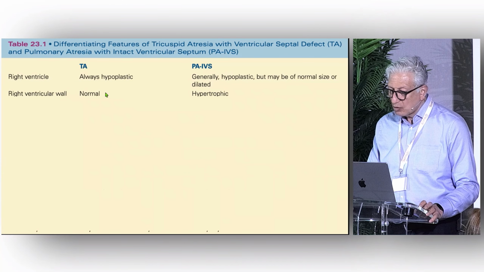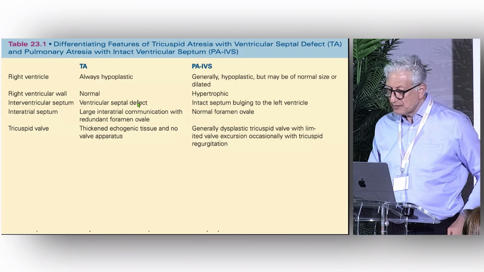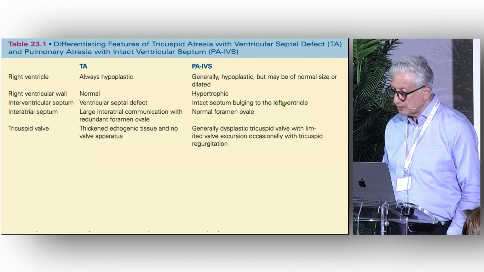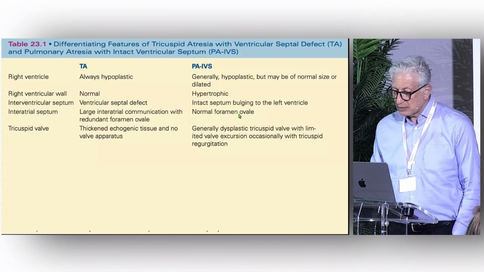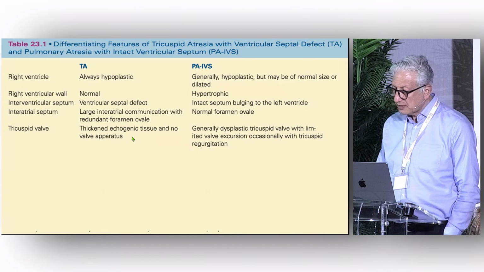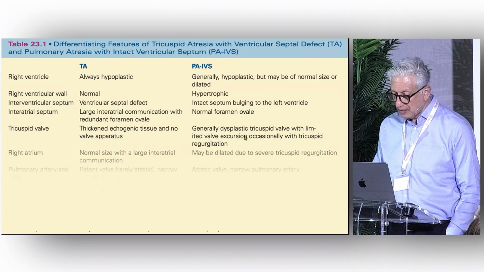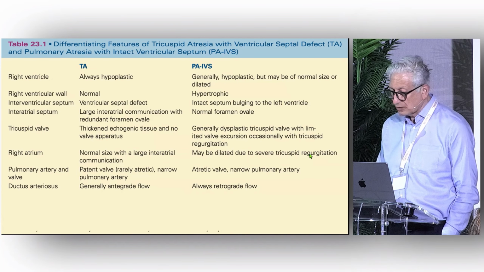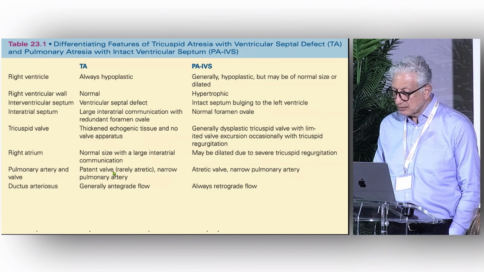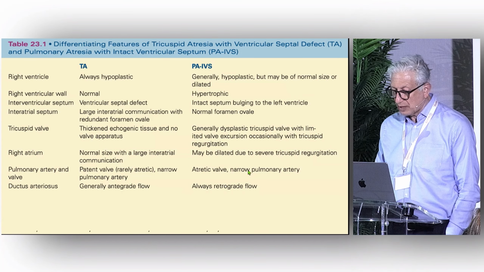The right ventricle wall is normal and it can be hypertrophic. The septum, you see a septal defect, but you see the bulging into the left ventricle. The foramen ovale is large, huge. It has a normal foramen ovale despite having a right to left shunt. The tricuspid valve is thickened. Here it is dysplastic, but occasionally you may see also movements of the valve. The right atrium is of normal size but can be dilated due to severe regurgitation. Pulmonary artery, patent valve, rarely atretic, but here you have, by definition, an atretic valve and narrow pulmonary artery.